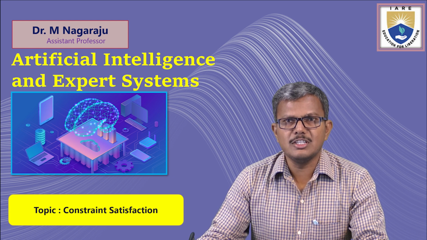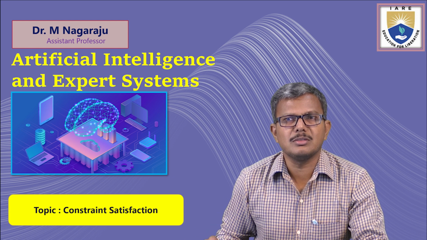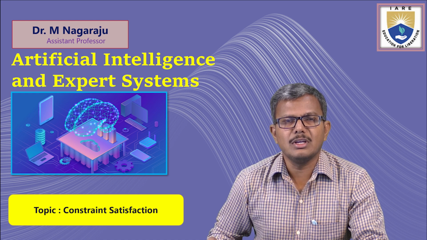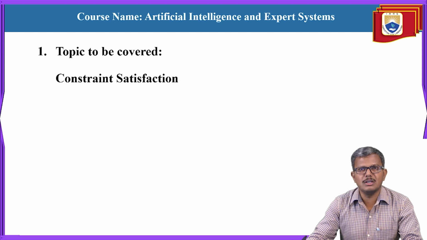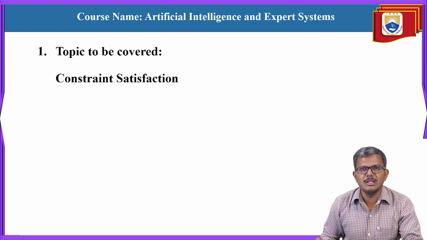Today, in this session, we are going to discuss a concept called constraint satisfaction in artificial intelligence and expert systems. The topic we are going to study is constraint satisfaction, or otherwise the constraint satisfaction problem. We are going to see the different components we use in solving constraint satisfaction problems, the different types of constraints we have, and how we make use of those components to solve particular problems. So let us directly move into the concepts.